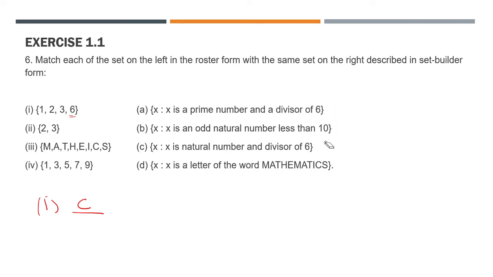Next one. Second one is 2 and 3. We will check with the first one, A, the set of all x such that x is a prime number and a divisor of 6. So, it matches with the second one. So, the answer for the second is A.